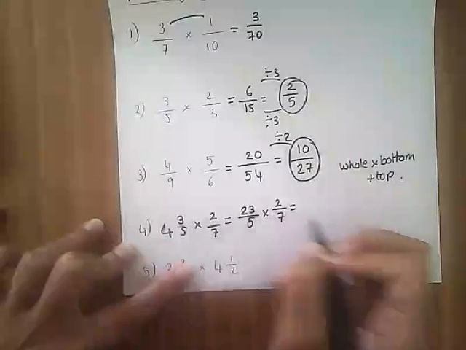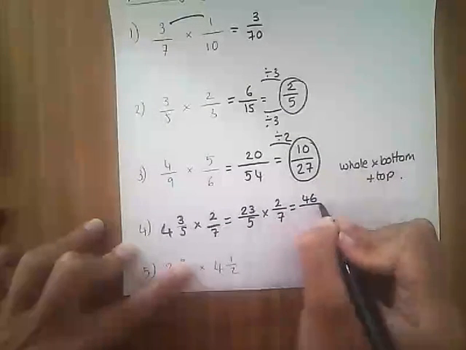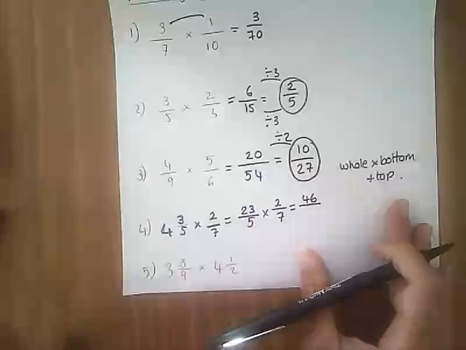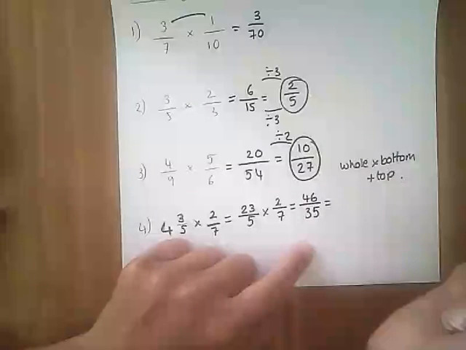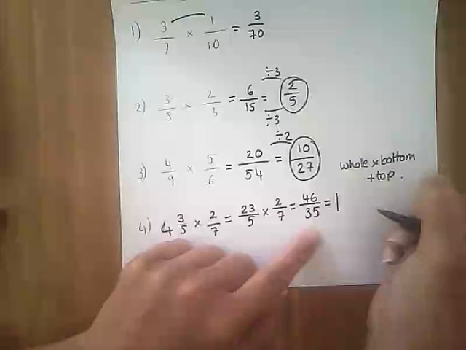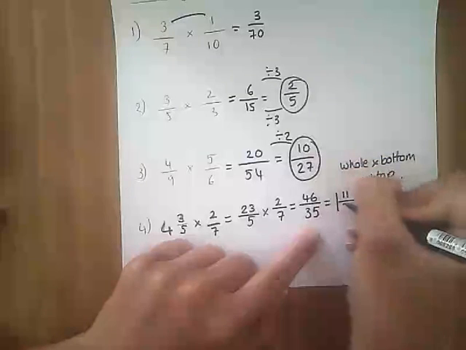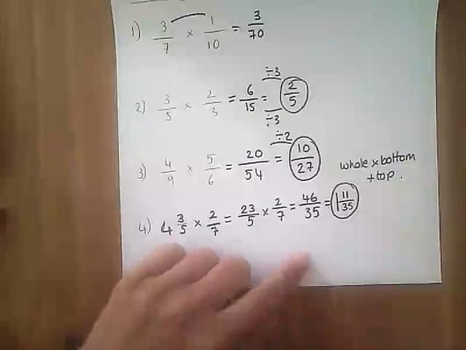Then we've got to times the two tops. So 23 times 2 is going to be 46. 7 times 5 is going to be 35. Now that answer is top heavy, so we need to make it a mixed number. How many 35s are in 46? 1. How many left over? 11 out of 35. That is as simple as that one goes.